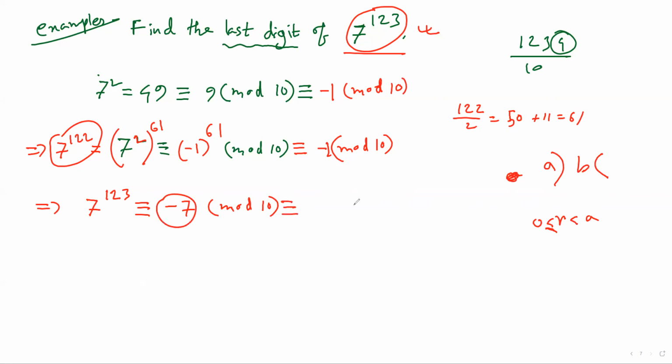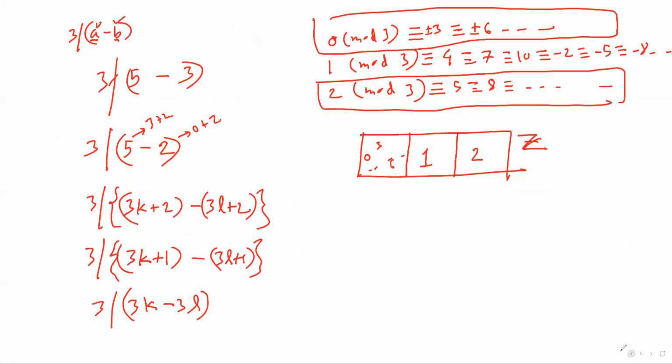We can just add 10 with this to get 3 mod 10. And 3 satisfies the condition of a remainder. So 3 must be the last digit of 7 to the power 123. So the original task was pretty huge, but we just used a new kind of arithmetic we just developed to find the answer pretty easily. Please let me know if there is any confusion anywhere so far.